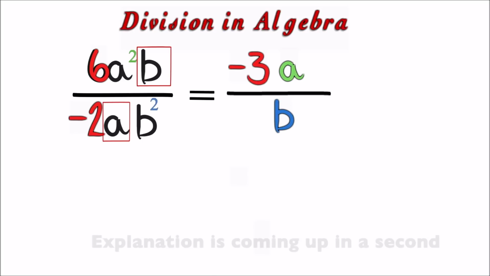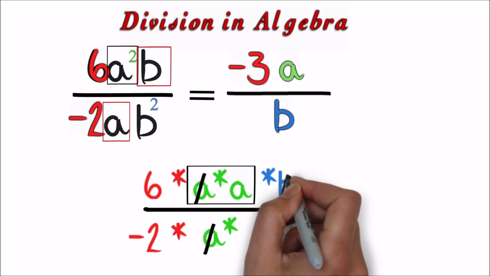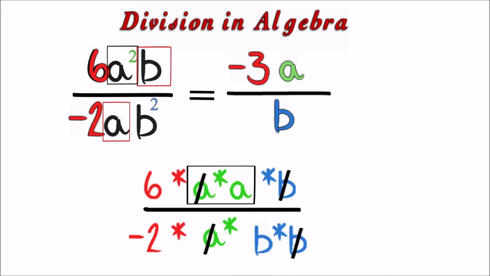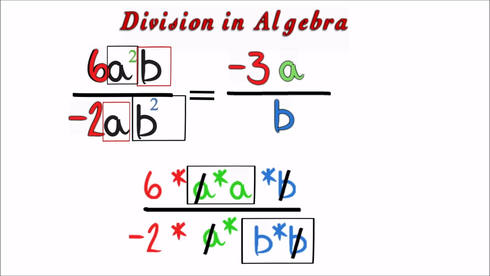What we are actually doing is this. A squared is the same as a times a. So we are just splitting the exponents and canceling the common letters. Notice that we did the same for the b. After the cancellation, we notice that we have 1a at the top and 1b at the bottom.